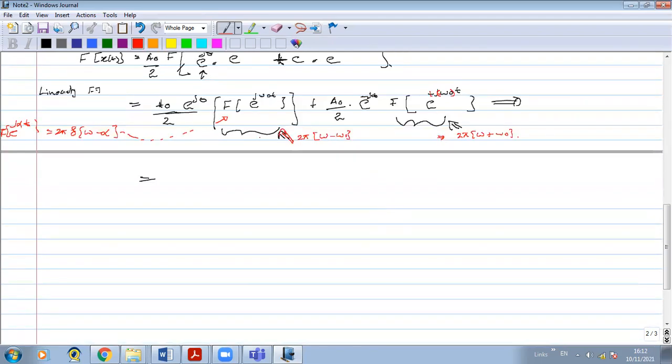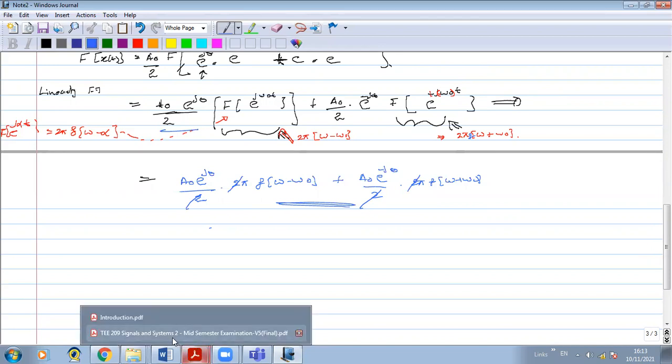So now we can write: a naught e to the power j theta by 2 times 2 pi delta of omega minus omega naught, plus a naught e to the power minus j theta by 2 times 2 pi delta of omega plus omega naught. So this is the answer. The 2 and 2 cancel out. Okay, so this is the answer.